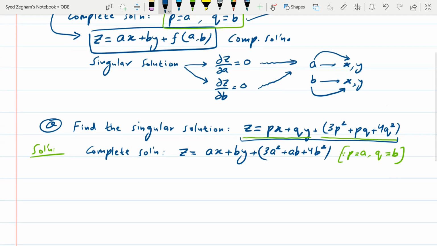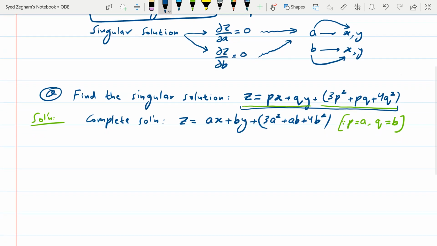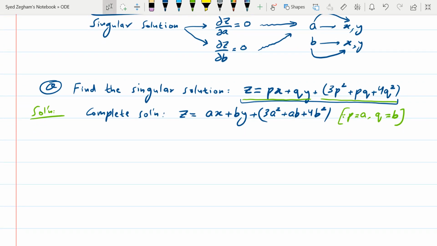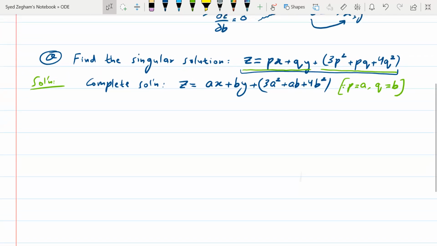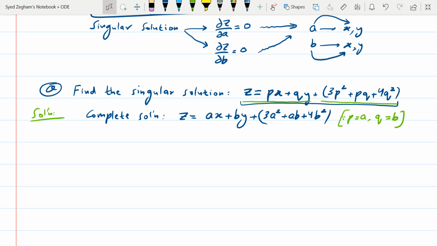Now let us go to the singular solution, because in the question they have asked us to find the singular solution. To find the singular solution, we have written two relations: we will find the partial derivative of z with respect to a and put it equal to 0, and we will find the partial derivative of z with respect to b and put it equal to 0, and both equations we will try to simplify.